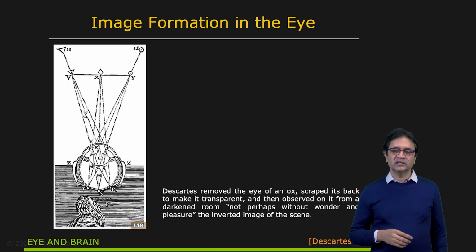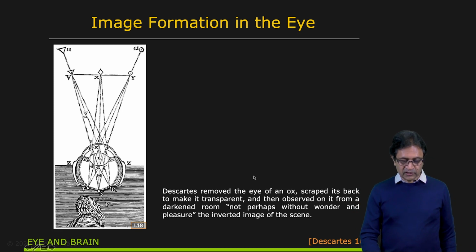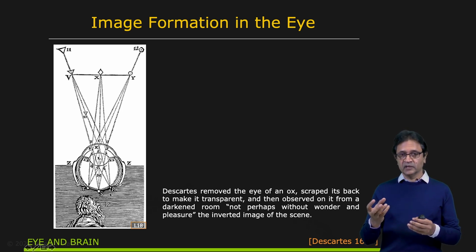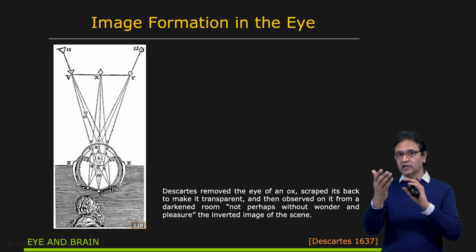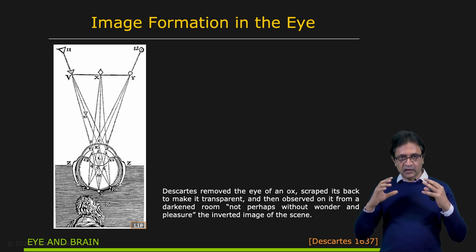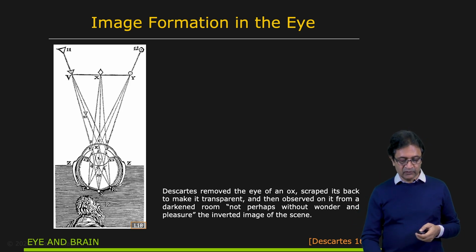And it's not surprising that the eye has been of great interest to scientists and philosophers for many, many centuries. And some really remarkable experiments were done, in particular by Kepler and by Descartes. And so here you see an experiment by Descartes, who actually took the eye of an ox, scraped the backside, and then stuck this eye on a wall with the eye looking out at the scene, and then observed the back of the eye from within a dark room to see the inverted image that's being formed in the back of the eye with fascination.